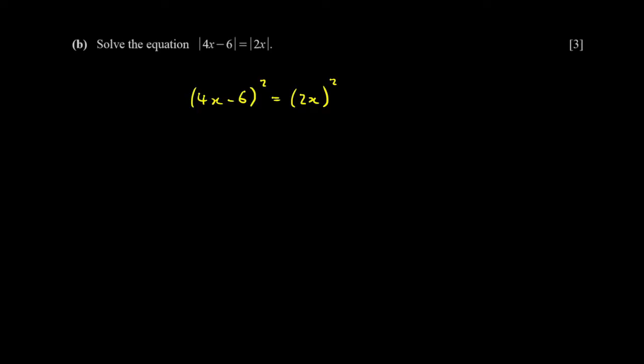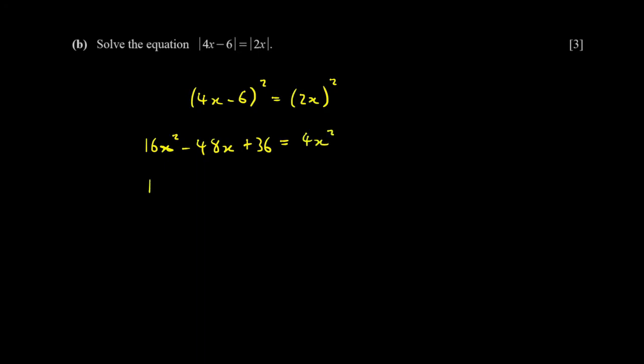All right, so let's expand that out. So 4x all squared is 16x squared. We're going to have 4x times negative 6, which is negative 24. But we're going to have two lots of those. So we've got negative 48x. And then negative 6 all squared is positive 36, because negative times negative is a positive. And 2x all squared is 4x squared.